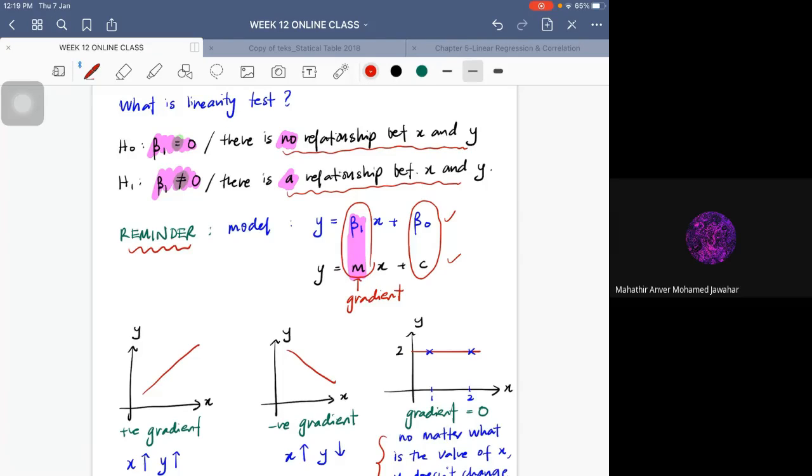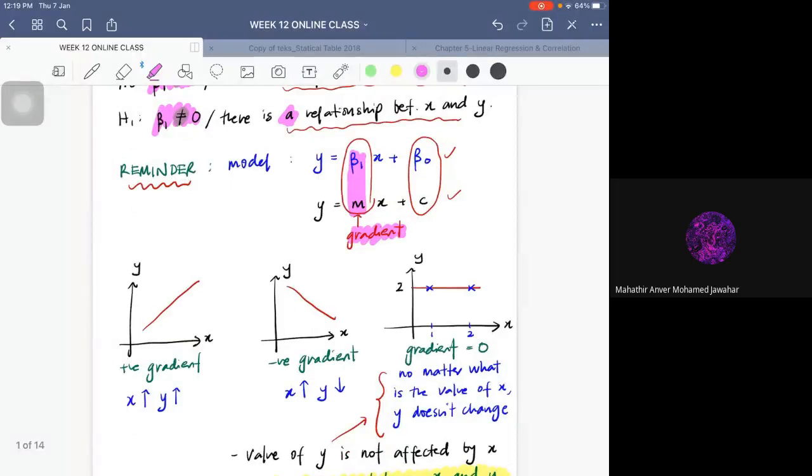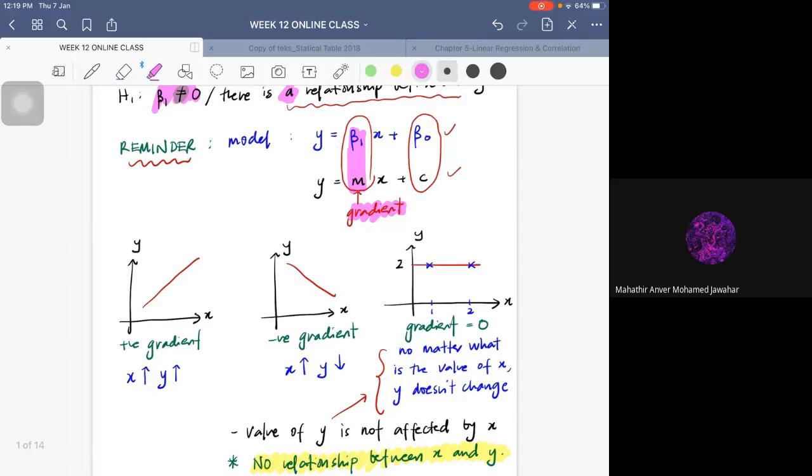So basically, what is beta 1? Beta 1 is the gradient of the straight line of our model itself. When we talk about gradient, it could be positive, it could be negative, and it could also take a value of 0. This is an example of a positive gradient. It looks like this. So this is a positive gradient.